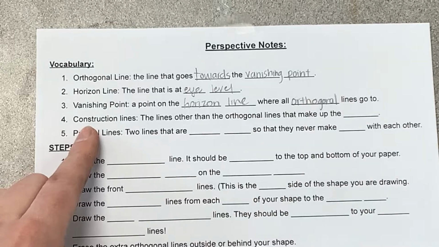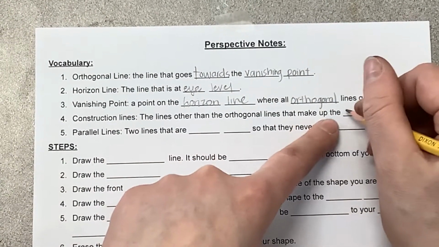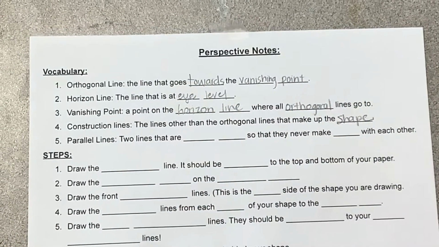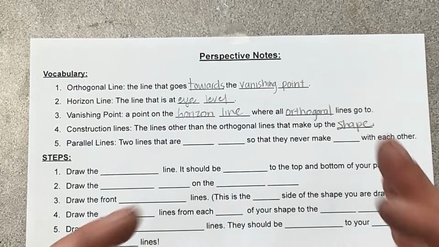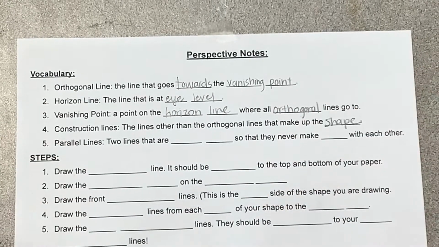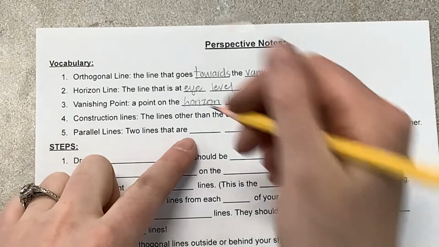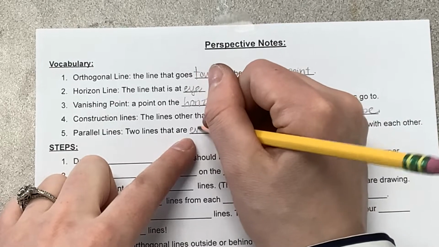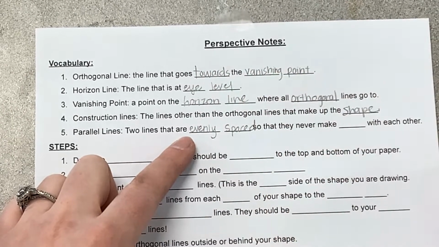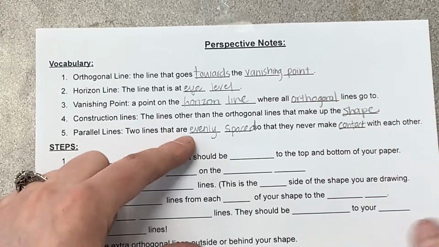The next term is construction lines, the lines other than orthogonal lines that make up the shape. So when you're drawing perspective, this could be like you start with a rectangle and you draw that first. That's construction lines. Next are parallel lines, two lines that are evenly spaced so that they will never make contact with each other.